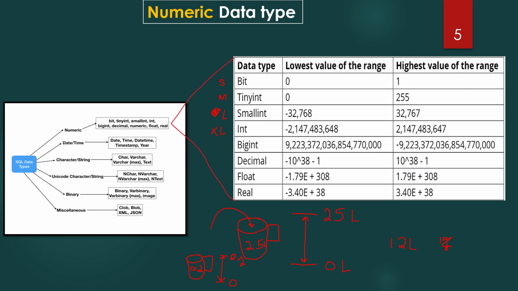So when to know, we will practice. Bit is 0 and 1. At work we usually pick this to indicate 0 means inactive and 1 means active. And then we pick tinyint. The lowest would be 0, and the highest would be 255.